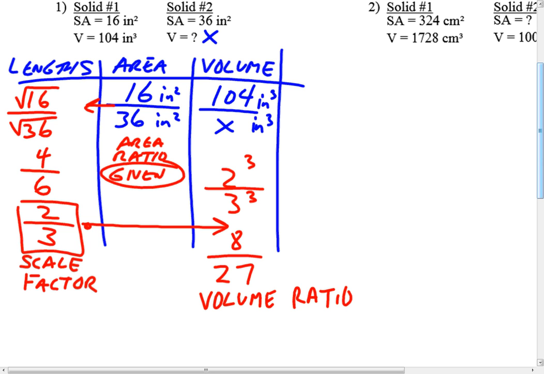So look at the order of operations here. You started here. You had to move backwards to find your scale factor. Then you had to jump up to volume so that you'd have that. How does this help me? I still haven't determined my missing volume.